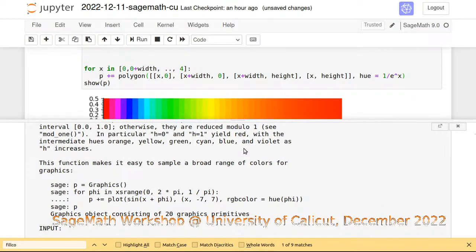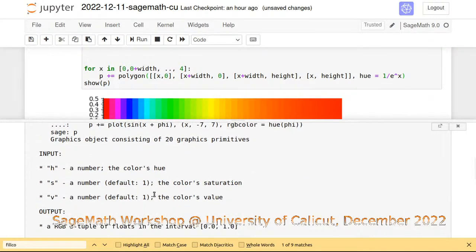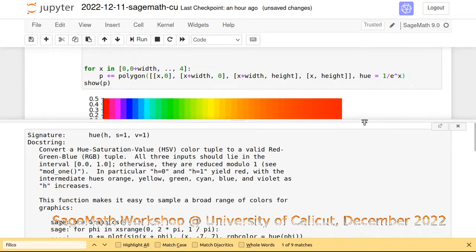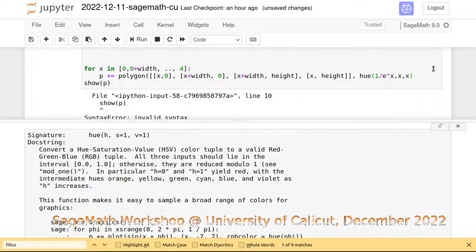Graphics RGB color hue, hue equal to 5. H is a number, the color is hue. S is a number. We are just specifying one number, which is the hue. Okay, instead of just h alone, we can even specify, I think, 1 by e raised to x. What will happen if we specify like this?